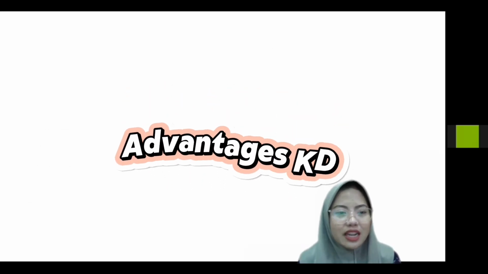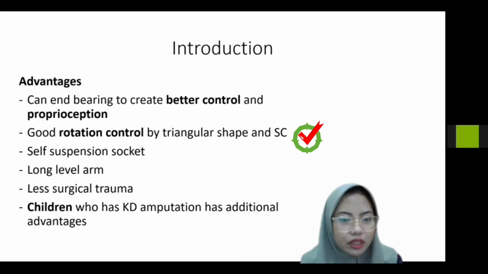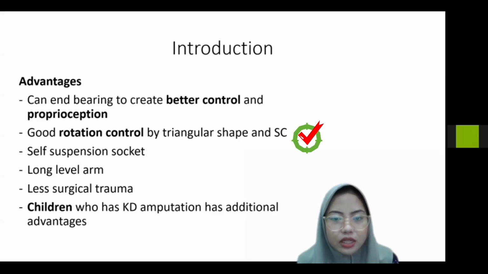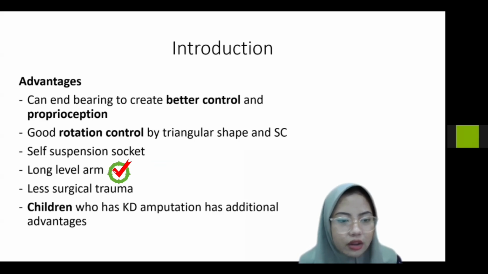The next is advantages: weight bearing, better control and proprioception, good rotation control by the angular shape and supracondylar self-suspension socket, long lever arm, and less surgical trauma. Children who have KD amputation have additional advantages.